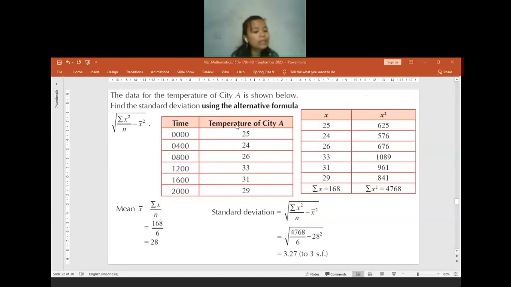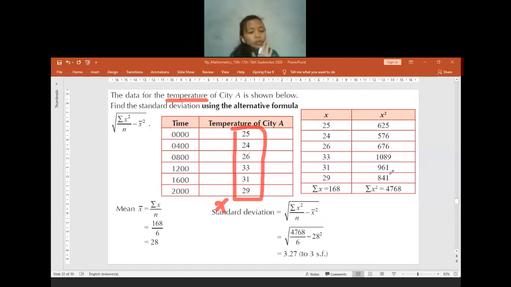So now because we have to find the standard deviation using the second formula, we have to use sigma x square. X square, the x means the value. Because this is talking about the temperature, the x will be the temperature itself. That's why I make a new table for the value of x and also the value for x square. So now for finding the x square, I can directly square everything. 25 square will be 625. 24 square will be 576, and so on.